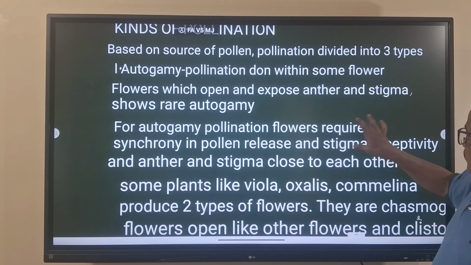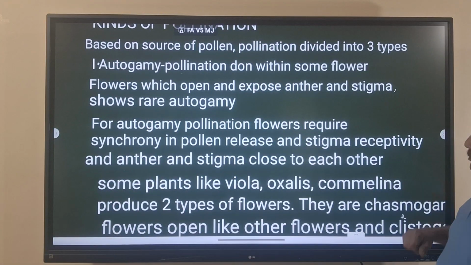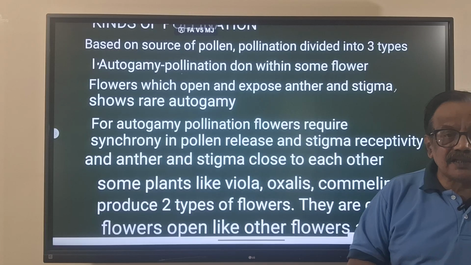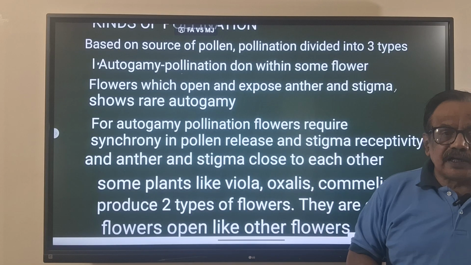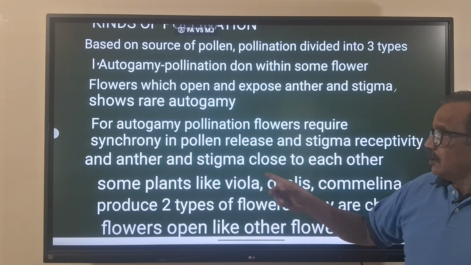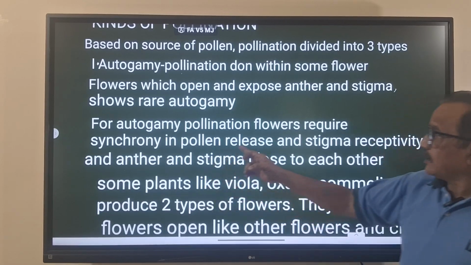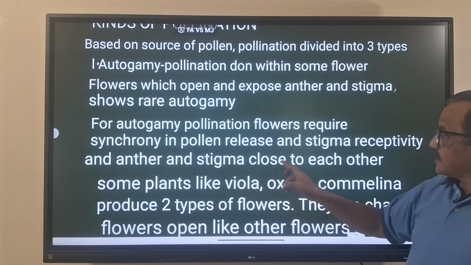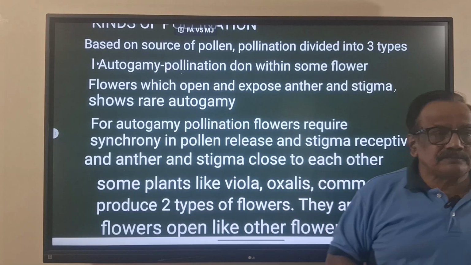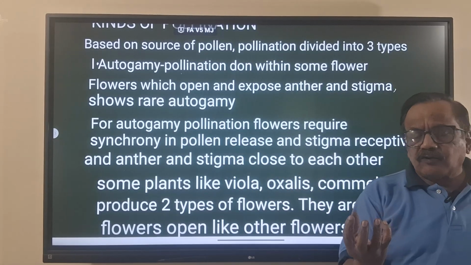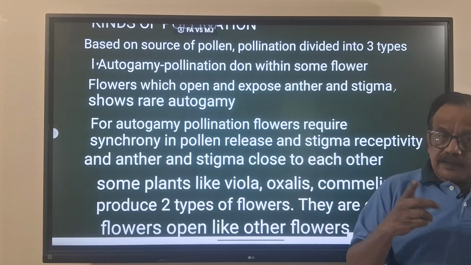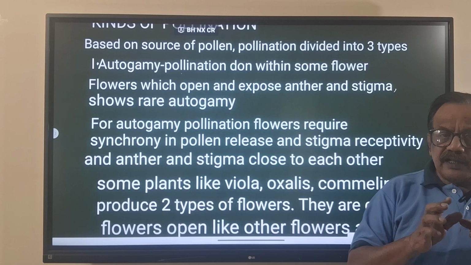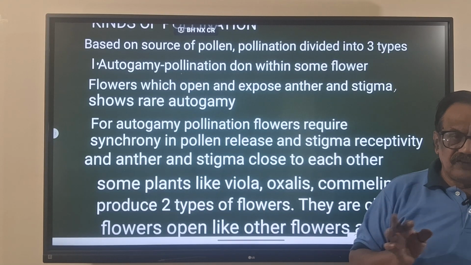Stigma receptivity. Now you see here, that is the one. The second thing is, both are matured at the same time. And here he has given one more: pollen receptivity, and anther and stigma close to each other in the same flower. So the anther and stigma must lie very close, very nearby.